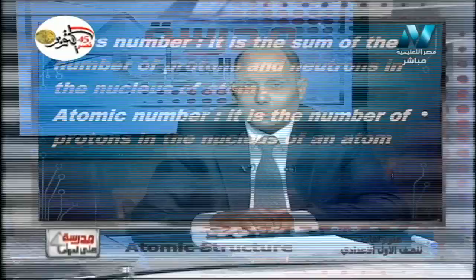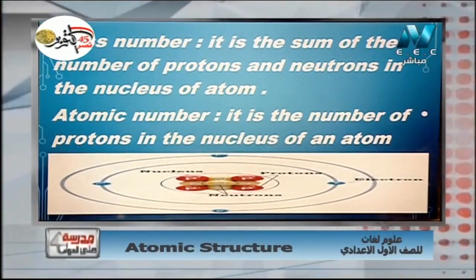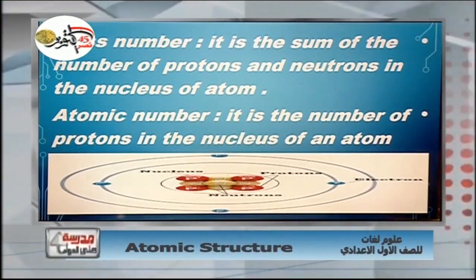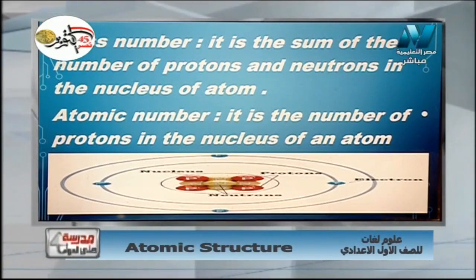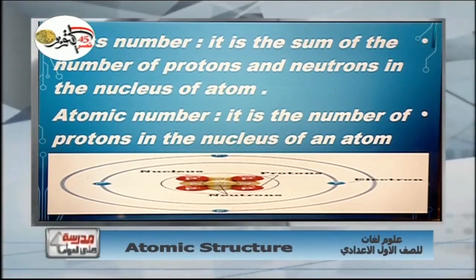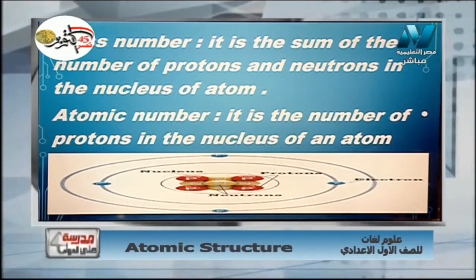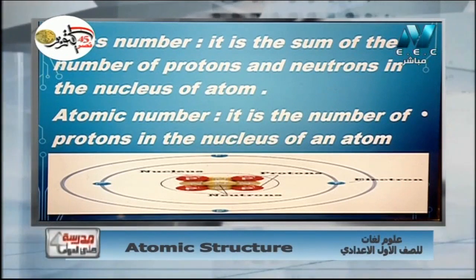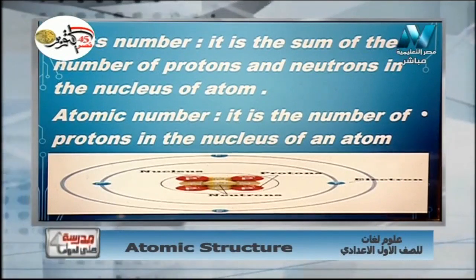Atomic number, as you see, my dear student, on the monitor, is the number of protons in the nucleus of an atom. As you see on this diagram, this is the nucleus that contains red and blue particles. The red particles represent protons, yes, positive charges. And the blue ones represent neutrons that are neutral. And outside the nucleus there are electrons that revolve around the nucleus.